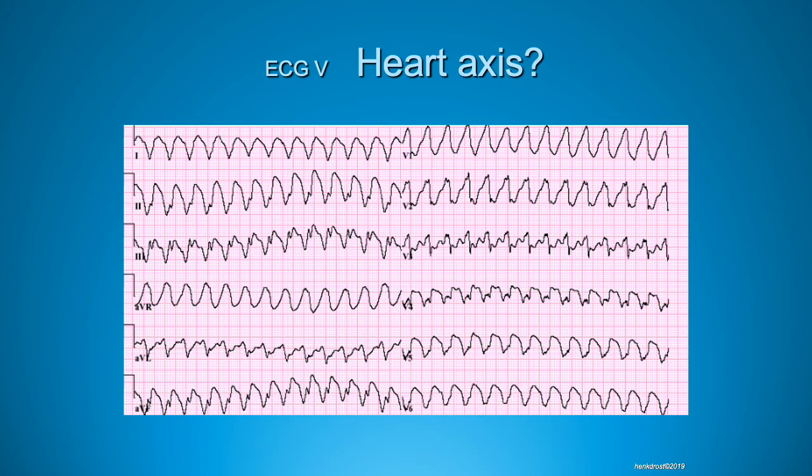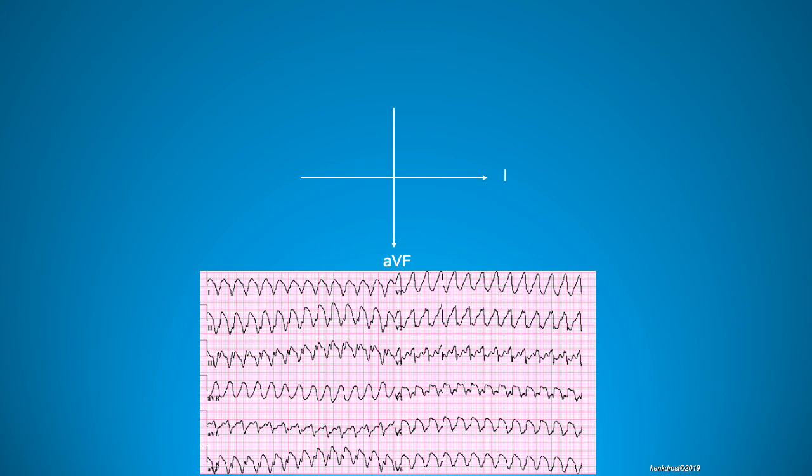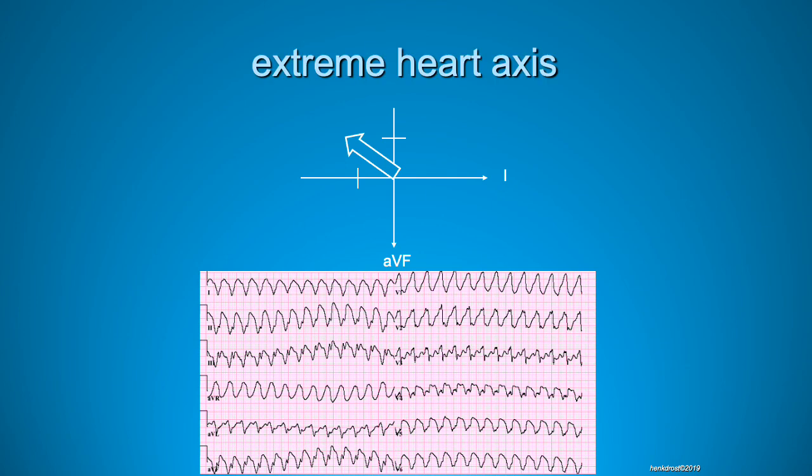And again, please your attention for the heart axis in this ECG. Lead 1 and lead AVF, QRS complex in lead 1 is clearly negative, and QRS in AVF also clearly negative. So here the vector is in the right upper quadrant, and therefore an extreme heart axis.